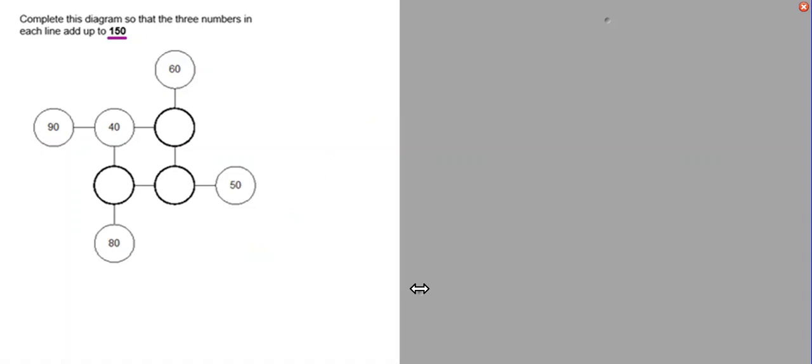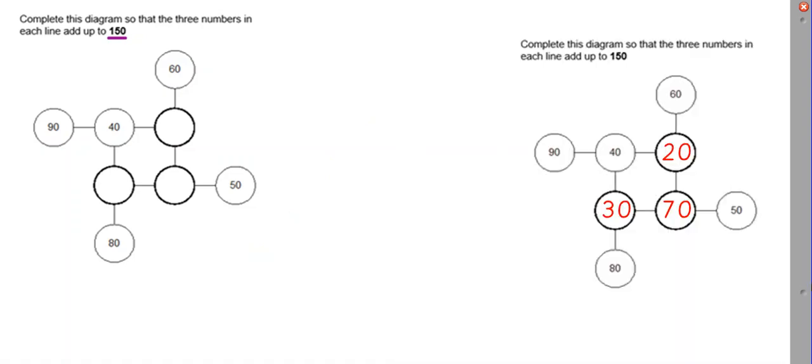Let's have a look at the answers then. I would have started with this row because you've already got 2 numbers in that row. So you've got 90 add 40, add 20 is 150. So I would have done 150 minus 90 minus 40. Then you've got 20 in this row as well, which will help you to work out this one here. So you would do 60 add 20, which is 80, and take it away from 150, which would be 70.